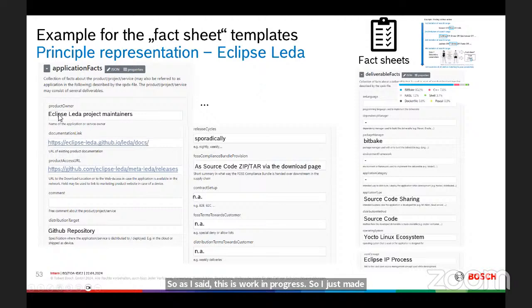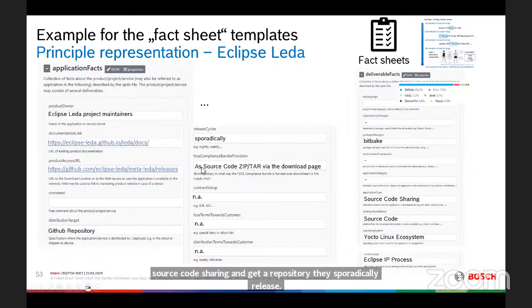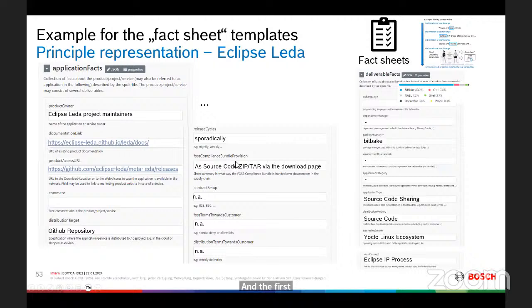So in Eclipse Leda, that would look like this: product owner is the project maintainers. Here's the documentation link, product access URL. Here, this is important: where is it distributed, right? Leda is mainly an open source project, so they share source code in a GitHub repository. They sporadically release. And the FOSS compliance bundle provision is, yeah, they provide source code, zip, or tar via the download page. So typically for an open source project, this is much easier.